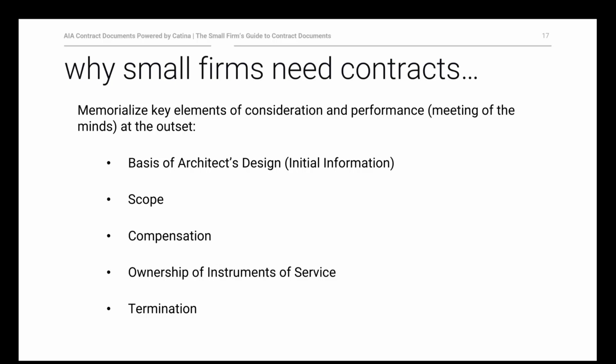For the initial information, we often tell people it's important to get that down, because as you proceed, if the owner significantly alters a basic premise that you built your compensation model on, or that you've gone down the path for early design, you need to be able to point back to the initial information and say, this isn't what we agreed to originally. I can certainly make these adjustments, but I'm going to need some additional compensation, some more time. This is a change in scope.